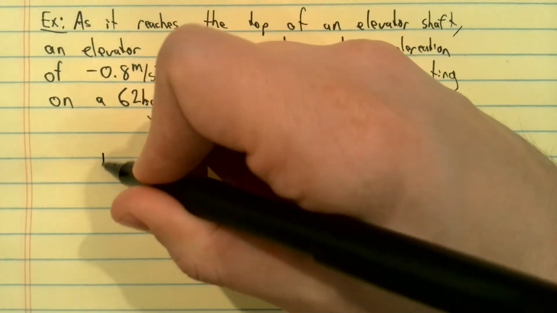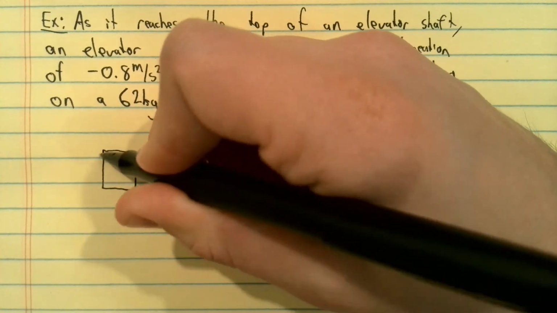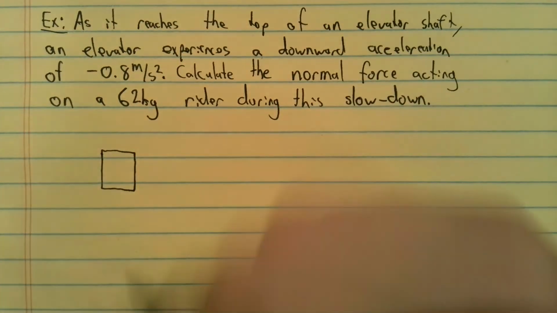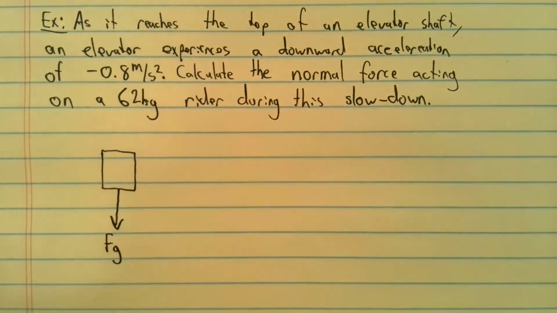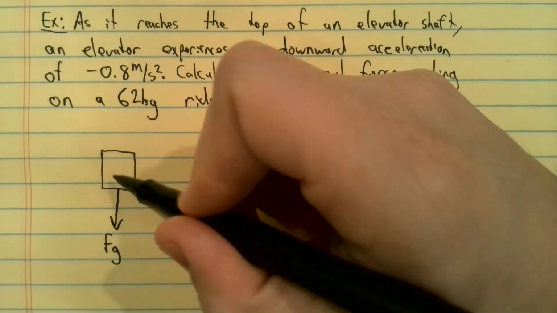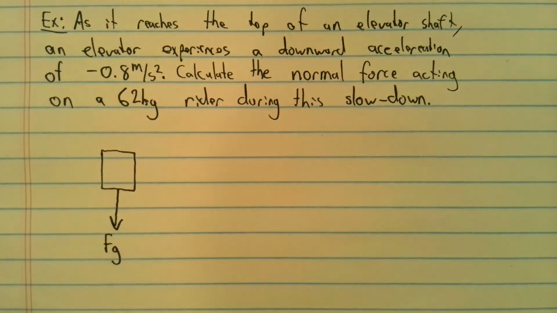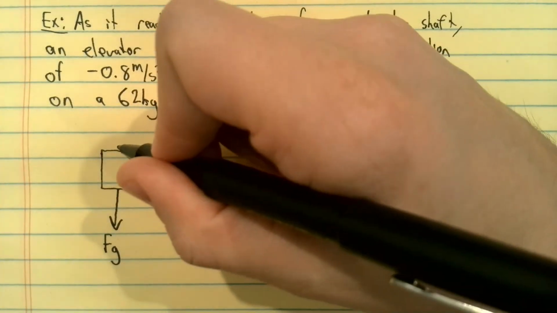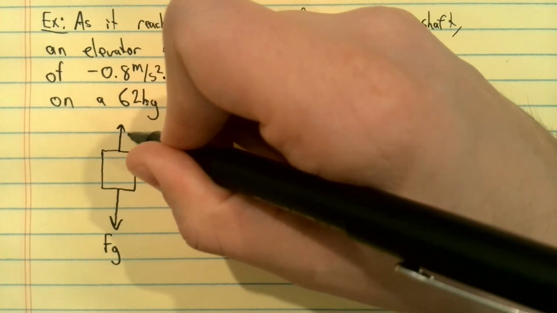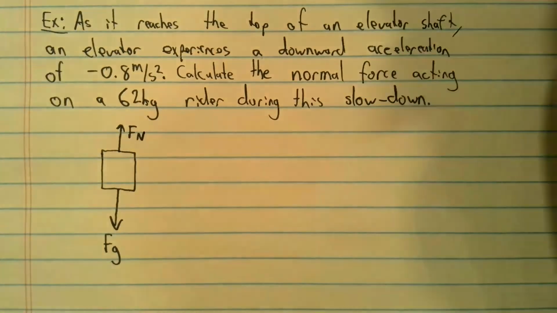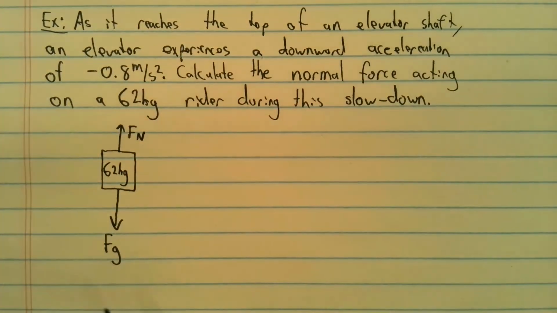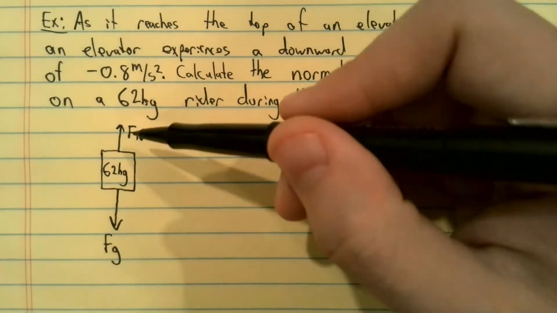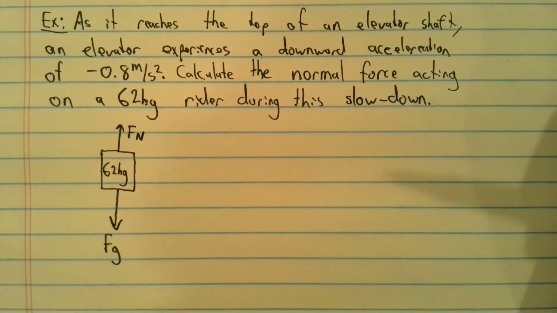So if you're riding in an elevator, are you experiencing gravity? Yeah. You're not going to float to the top of the elevator. You're not going to float around inside the elevator. But what's pushing you upwards? What's causing you to move up? Not gravity. It is the floor of the elevator. So this diagram is the 62 kilogram passenger. Gravity pulls down on the passenger, and normal force pushes up on the passenger.